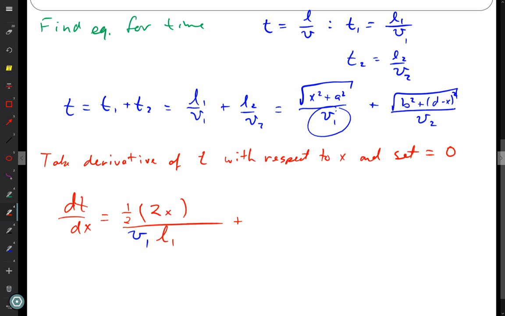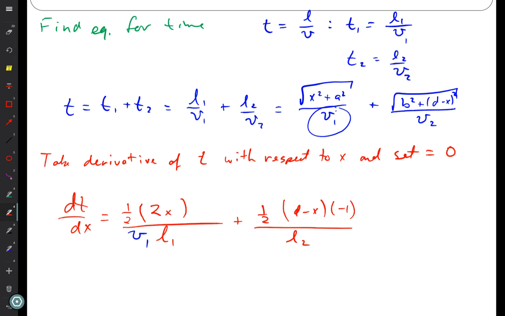The second one is going to be the same process. So I'm going to have 1/2 L2 on the bottom. Derivative of the inside is going to be, I get to use the chain rule twice. D minus x, I brought down a 1, you don't see it. And then times minus 1 for the derivative of the inside of d minus x. So that was the chain rule twice. And I needed 2. And again, can't forget that it had the v2 down there.